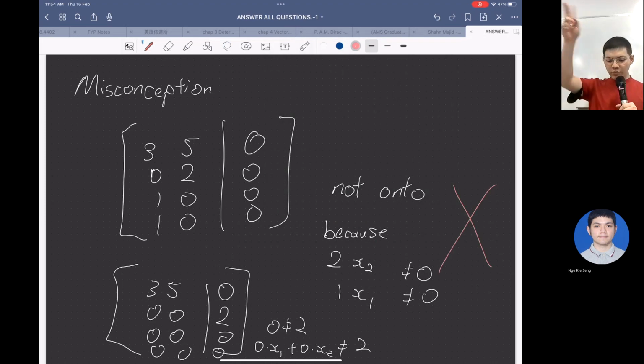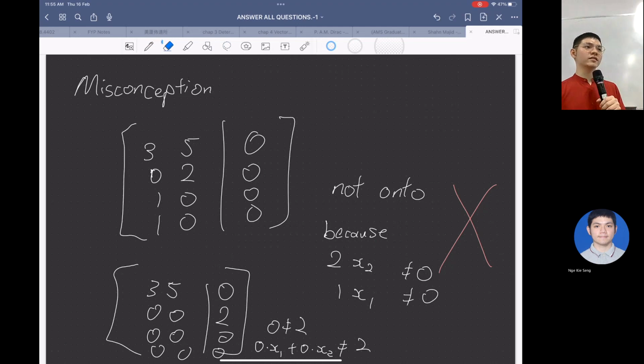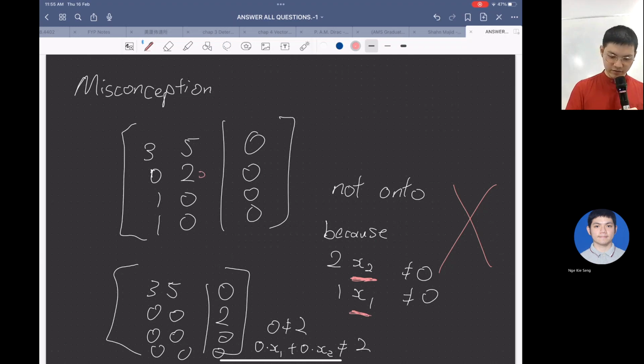So when you swap, of course 2 is not equal to 0 and 0 not equal to 2, but be careful, you know where these 2 and 0 come from. It's not really 2 not equal to 0. It's actually 2 times x2 is not equal to 0, 1 times x1 is not equal to 0. So actually there are secret variables here. Okay, make sense?